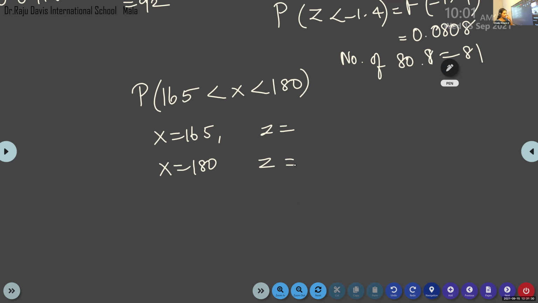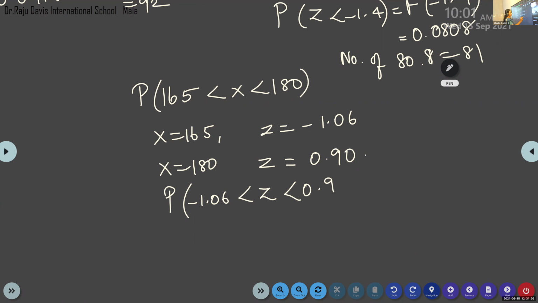What is the answer, Karthik? When X is 165, what is the value of Z? Negative 1.06. Okay. When X is 180, Aishwarya, 0.90. Okay. So we want to find P of negative 1.06 less than Z less than 0.9, which will be same as F of 0.9 minus F of negative 1.06. So which will be same as, find out and complete it.